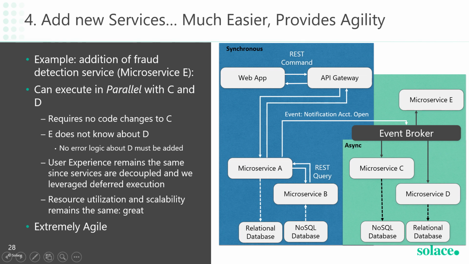And ultimately, it's really providing a lot more agility than if you were to add microservice E as an API that C has to call out to, and E then calls D. It just becomes kind of a nightmare if you were using APIs exclusively.